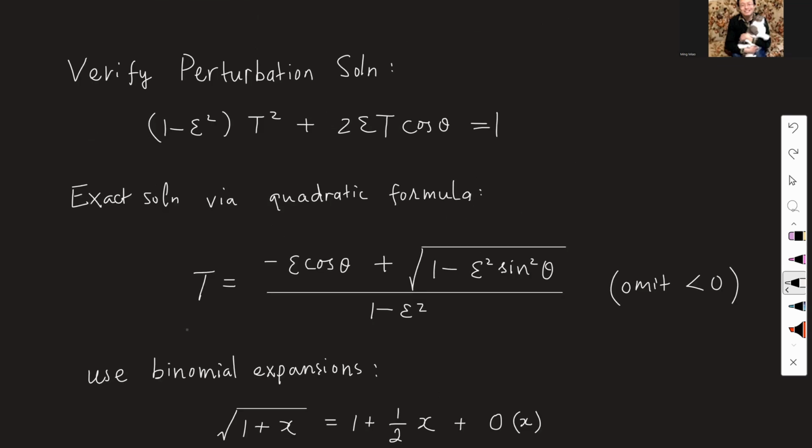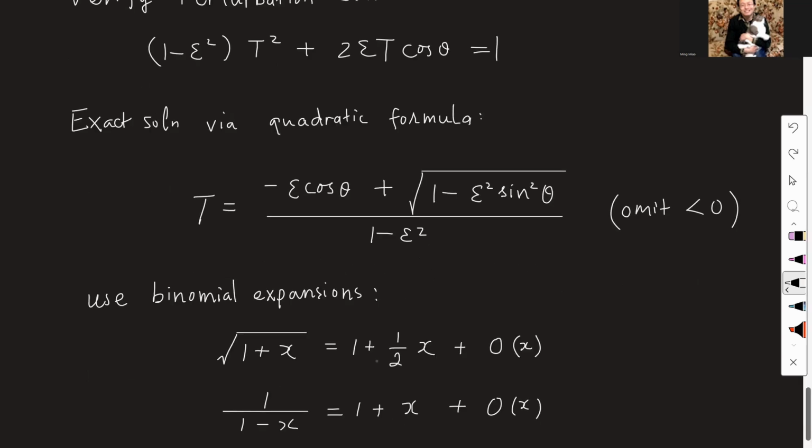So lastly, in this part of the video, we will verify that the perturbation solution we obtained earlier is indeed an approximation of the exact solution. Here, because the equation for t is a quadratic equation, we can obtain the exact solution via the quadratic formula given as such. Of course, we omit the negative root. And then I'm going to directly expand the right-hand side using a few well-known series expansions. The square root of 1 plus x equals 1 plus half x plus higher order of x. And also 1 over 1 minus x equals 1 plus x plus higher order of x.